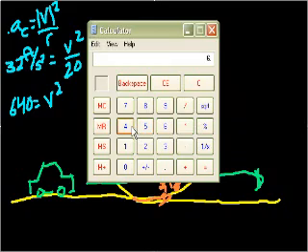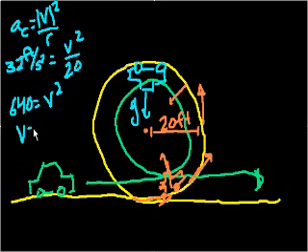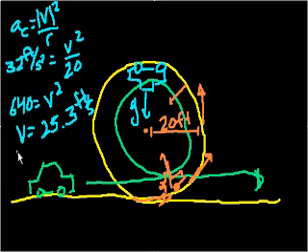And so the square root of 640 is 25.3. So the car has to be going 25.3 feet per second. Now I'll ask you a question. What happens if it's going at 20 feet per second?